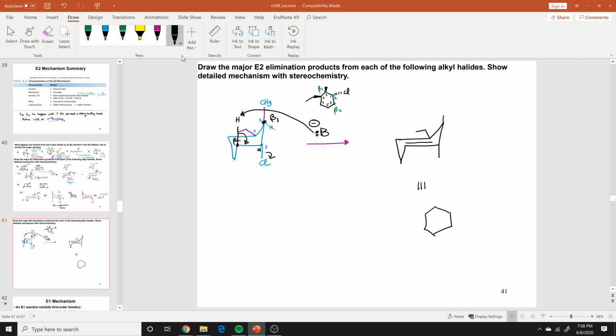So I formed a double bond between the alpha and beta 2. So this is going to be my product in there. And I'm left with the same substituents in here. I didn't do anything to those, so they stay in their place like that. So this is going to be my major elimination product in this case.